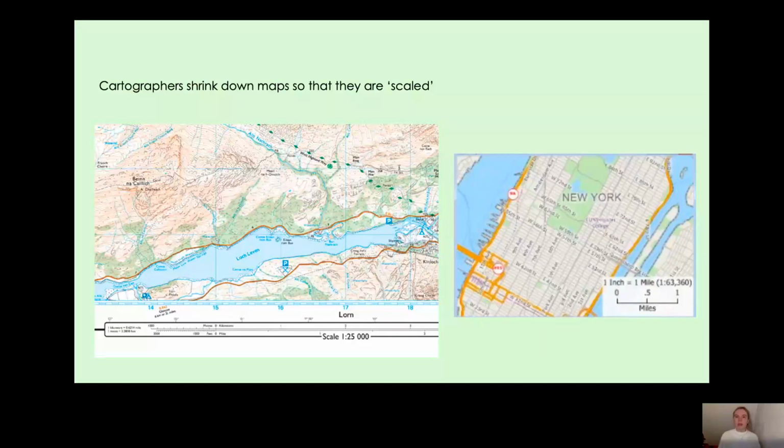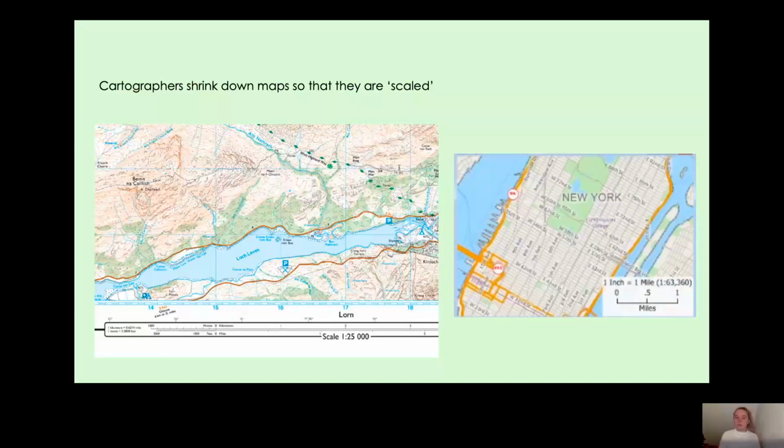Okay, so you might have a house shown on a map or a building, maybe a hospital, and the scale will tell you how much bigger that hospital is in real life compared to how big it is on the map.